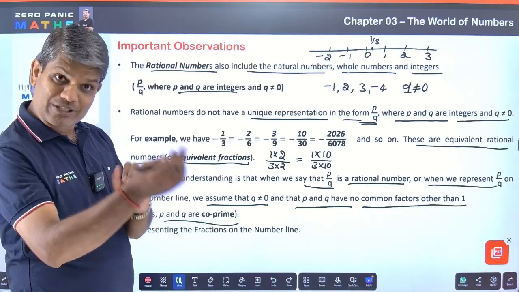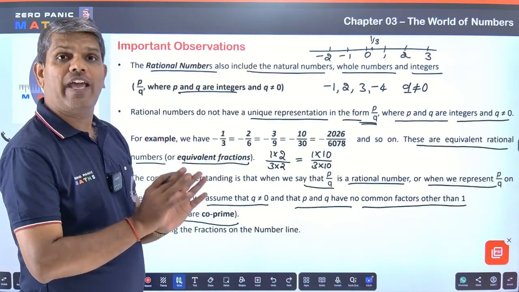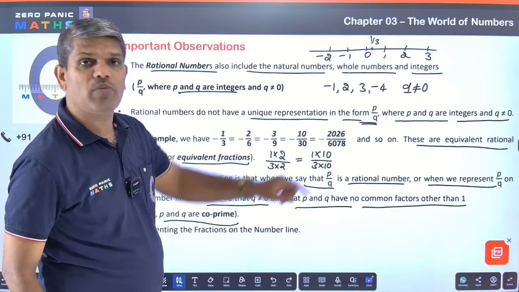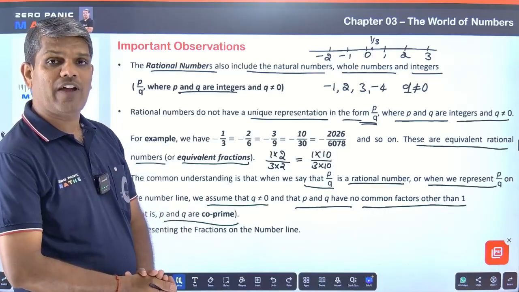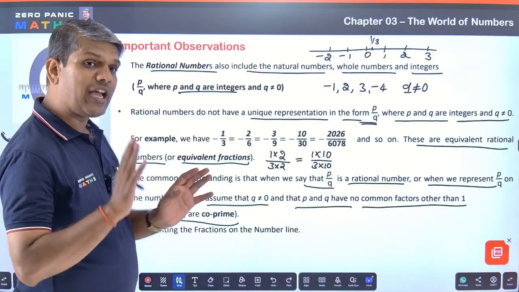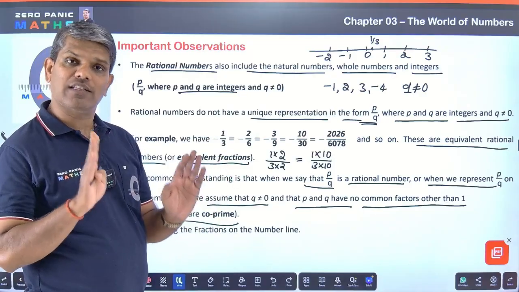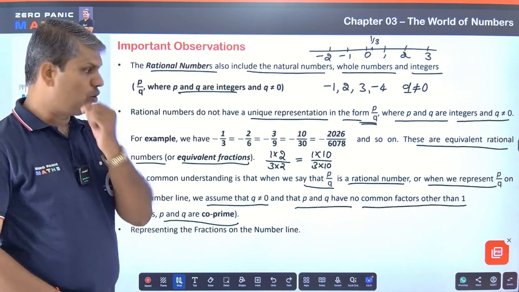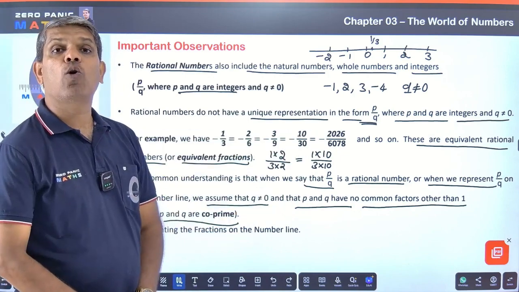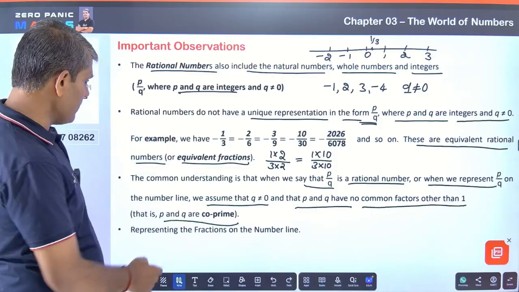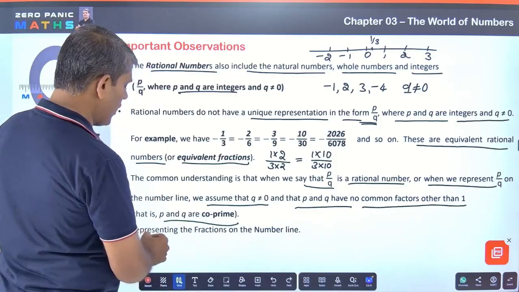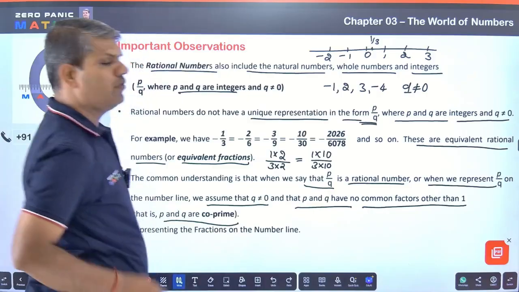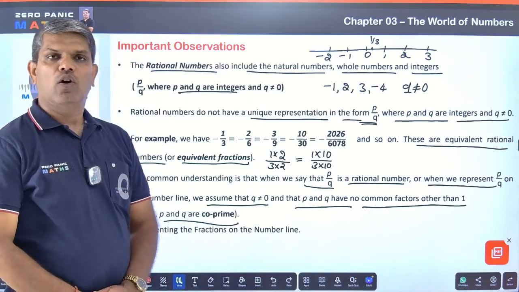So you should reduce that to a form where both numerator and denominator should not have any common factor other than 1. Numbers not having any factors other than 1 are also called co-prime numbers. Those two numbers should be co-prime numbers. Understood this? Okay, and that is the last point also. When we represent that fraction onto the number line, this is the rule that we need to follow. Okay, hope you understood this.